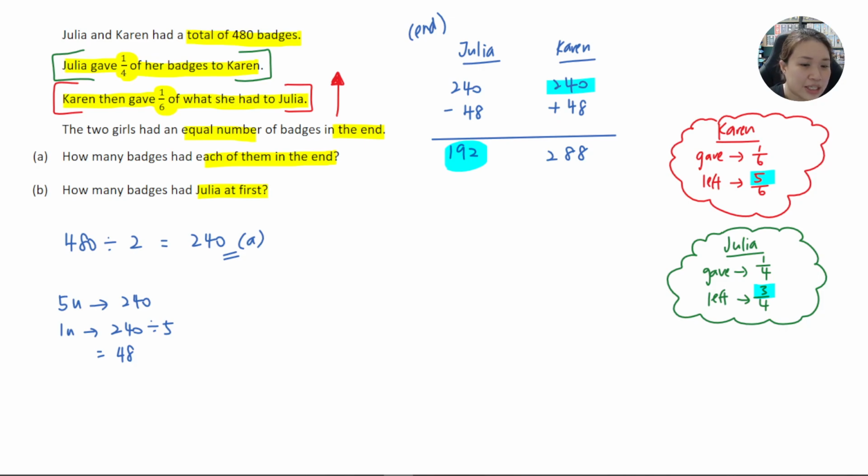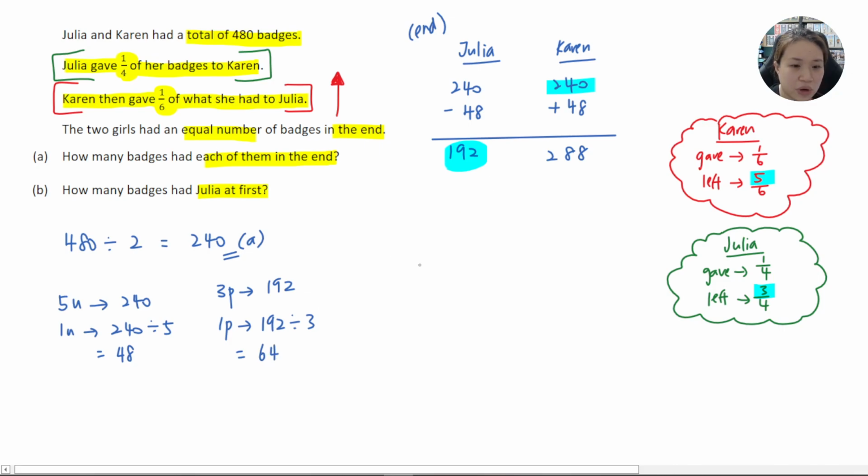So this tells us that 3 units of Julia, so perhaps I'm going to call it 3 parts, so 3 parts for Julia is 192. To find 1 part, that's 192 divided by 3. That's 64. So 1 part is 64. So this 1 part is the 1/4 that Julia gave to Karen.